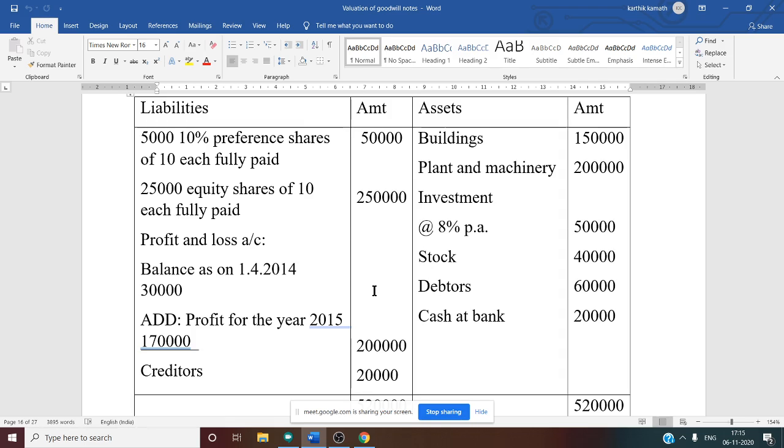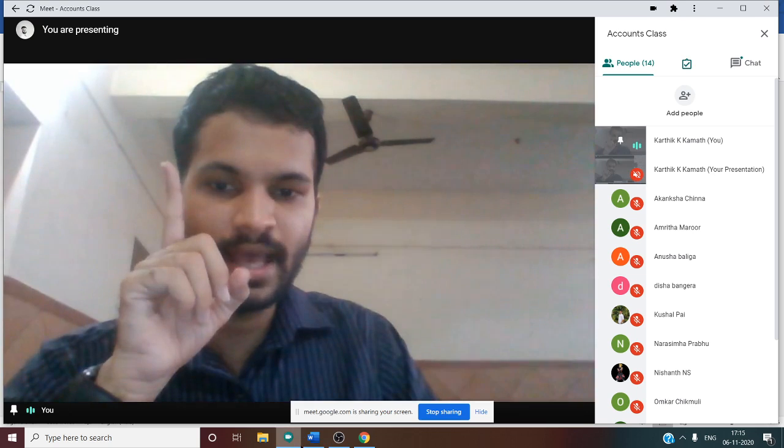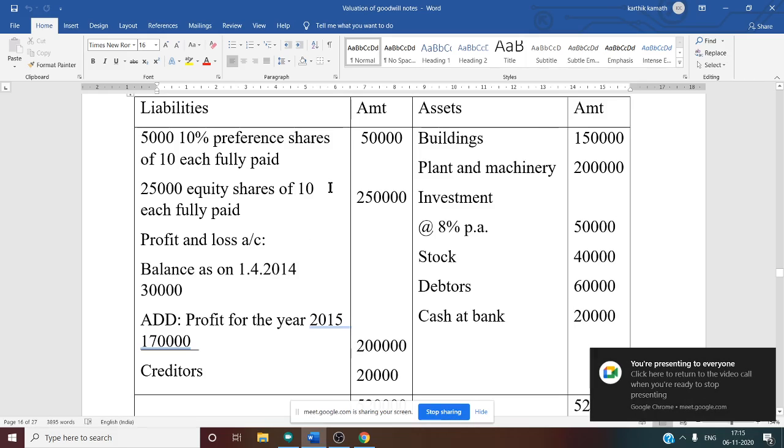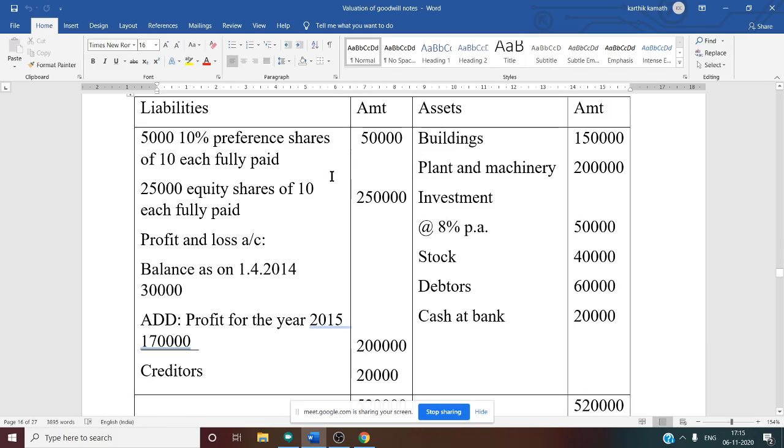But while preparing net asset method, what happens? Preference share capital, arrears of preference share dividend, and redemption premium, if any, should be deducted. So here arrears they have not mentioned. That we need to see. We need to see the adjustment for that. As of now, arrears information we don't know. We know only preference share capital information, that is 50,000. Then equity share capital is given, 2,50,000.